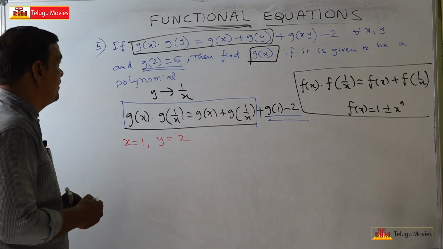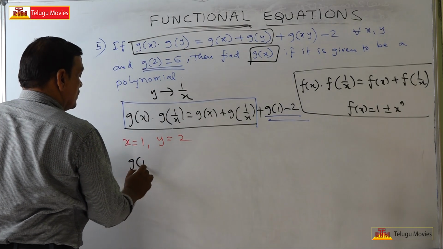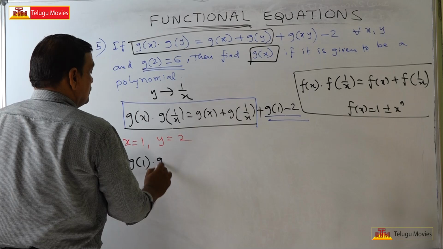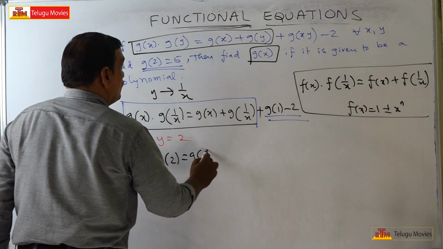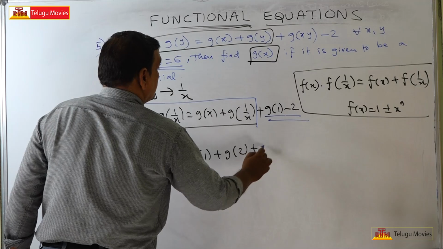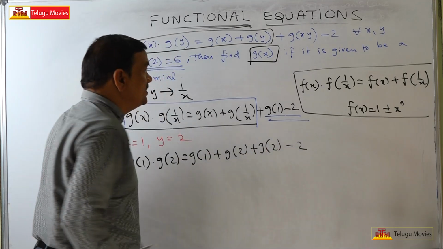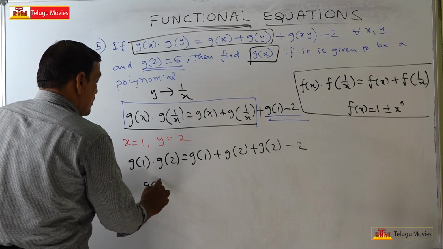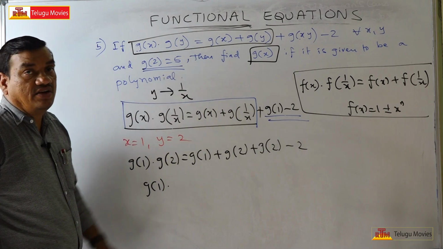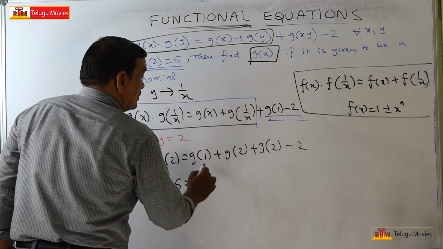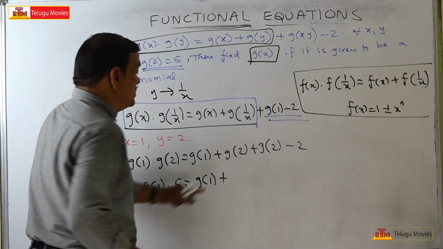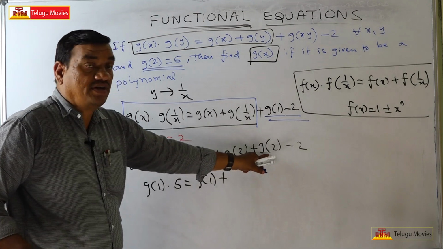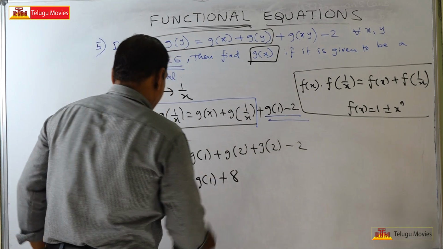Then what happens, you see here, g of 1. So our aim is to find out g of 1 value. Now, g of 1 times g of 2 is equal to g of 1 plus g of 2 plus g of 2 minus 2, that is 1 into 2, 2, right. So, this g of 1 into g of 2 value, it is already given 5. So, this g of 1 we do not know, plus g of 2, plus g of 2, already given 5, plus 5, 10, 10 minus 2, 8.